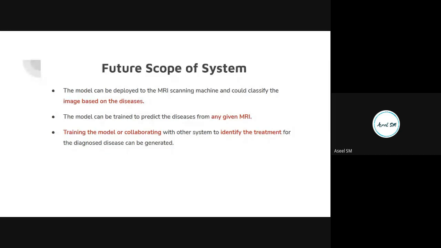Another scope of the system is that we can train the model to identify the treatment for the detected disease. After a disease is detected, we can also make a model to suggest what treatment is possible to cure these diseases. These are some of the future scope of my system.